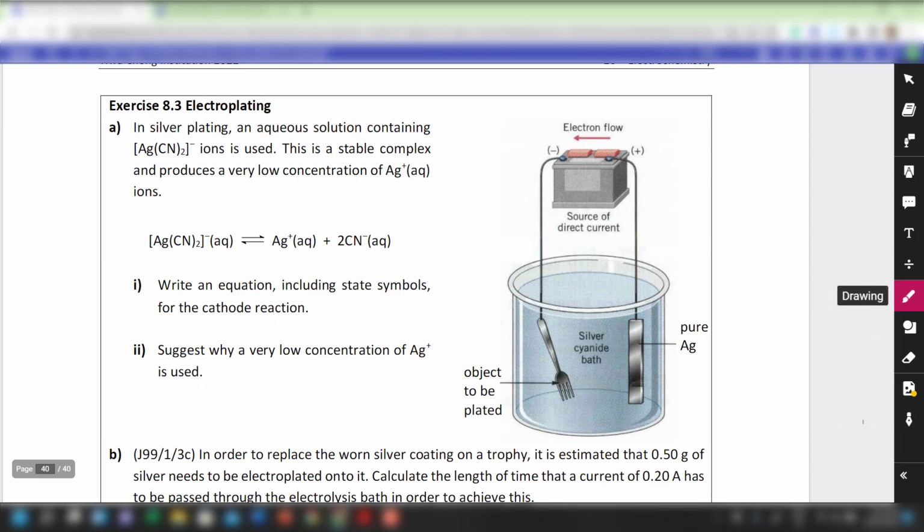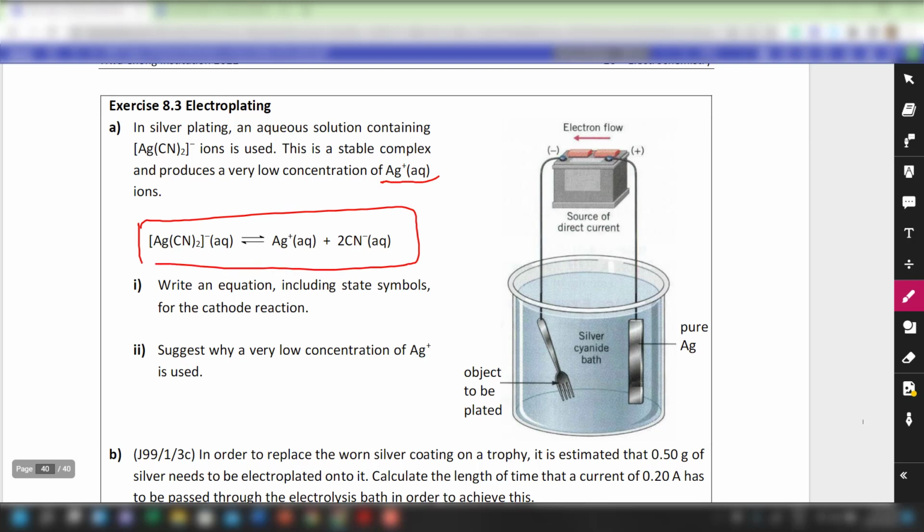Okay, so for electroplating over here, it's a relatively novel scenario. So we have an aqueous solution containing this particular complex, the silver 1 complex with 2 cyanide anions. Okay, so this particular complex is used. This is a very stable complex and produces a very low concentration of silver plus aqueous. Okay, so this is the equilibrium being established.